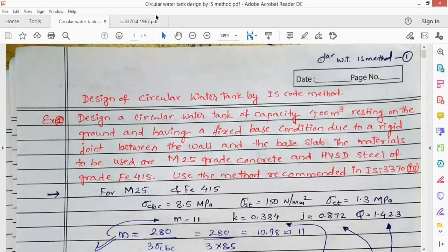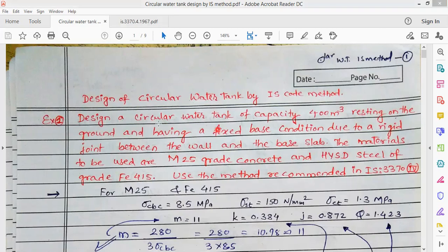Hello students, in today's class, I am going to explain the design of a circular water tank by the IS code method. The design of a circular water tank of capacity 400 meter cube resting on the ground and having the fixed base condition due to a rigid joint between wall and the base slab.